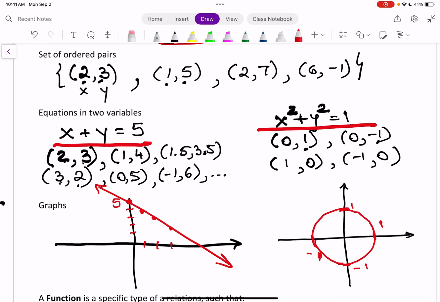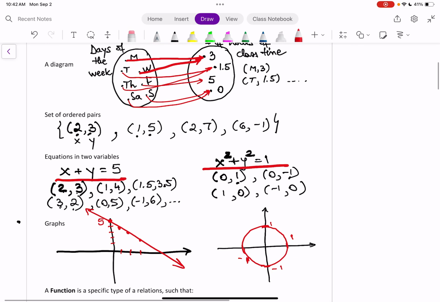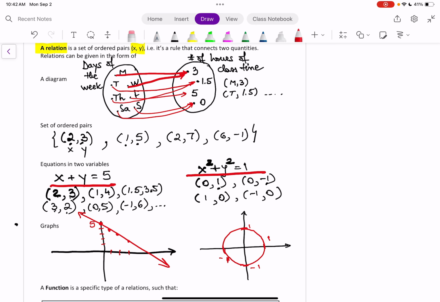All right. So all of these are relations. Again, some kind of relation, some kind of equation, somehow how we can connect two quantities x and y. Of course, most of the time we will connect them with an equation. That's going to be our job. But that's what a relation is. It puts an x and a y somehow together.